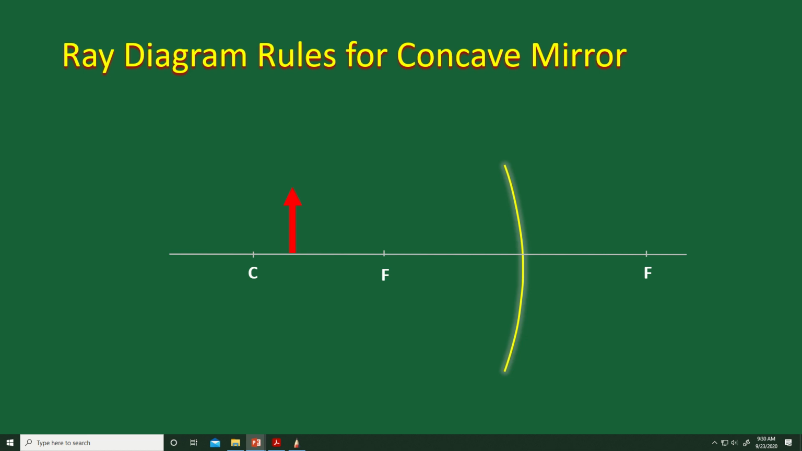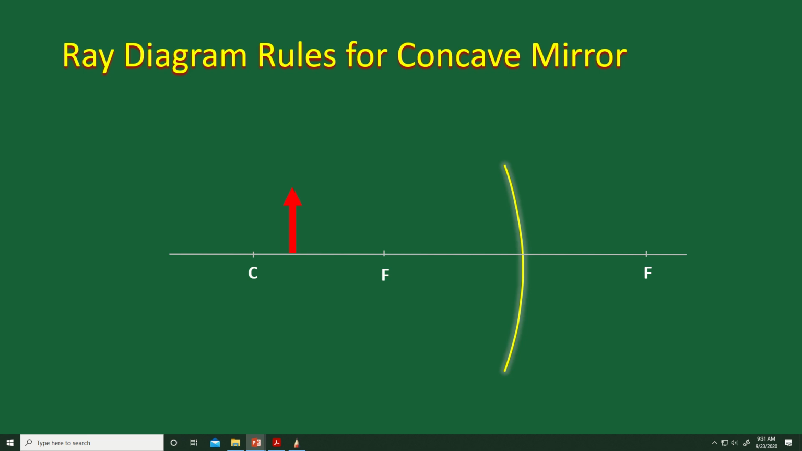So the first rule is the same as the rule in the lens. If the light from the object hits the mirror parallel to the axis. So we have this axis, the principal axis. So you have this axis that is passing through the optical center. That axis is also called principal axis. You can just call it axis.